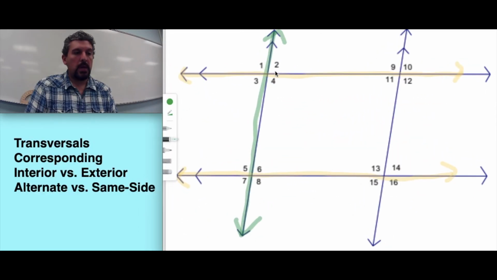Same side angles would be angles on the same side. So since this is going vertically, it's pretty easy to see that angle 1 is on the left, so is angle 7. Angle 4 is on the right, so is angle 6.